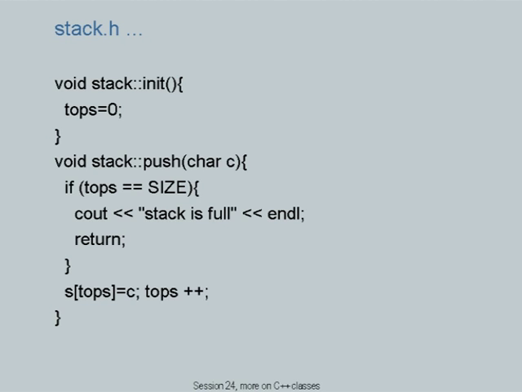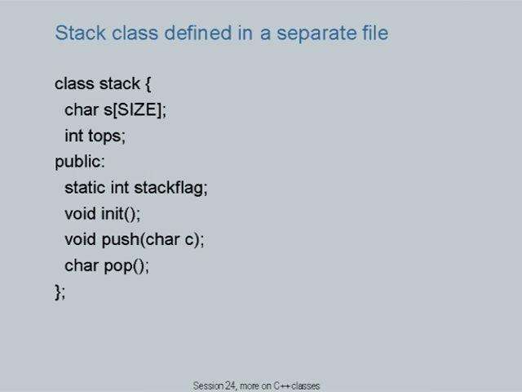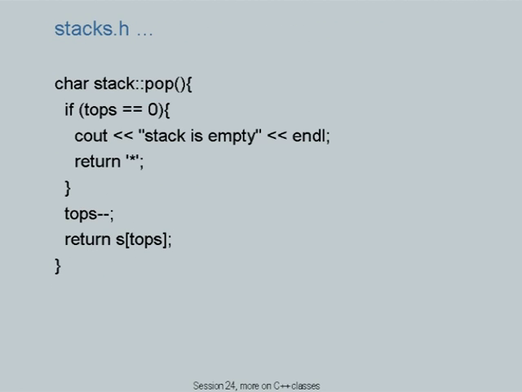Notice that this array is part of the private data members of the stack. So look at this, char s[size], that is the array which is going to implement the stack. The pop function just pops a character, so it has a return value of type character. It will first reduce tos by 1, because tos points to the position which is an empty position, and therefore the first character on the stack is actually 1 less than that.